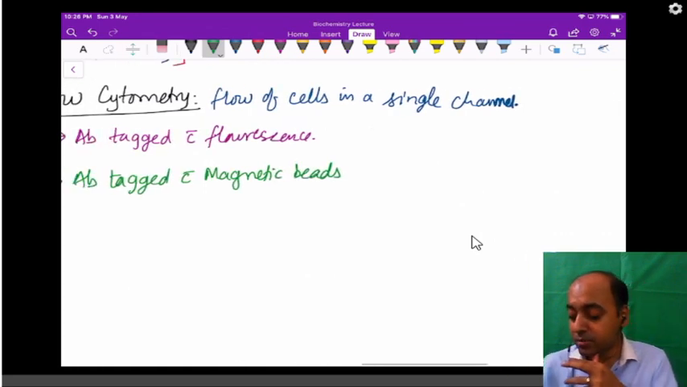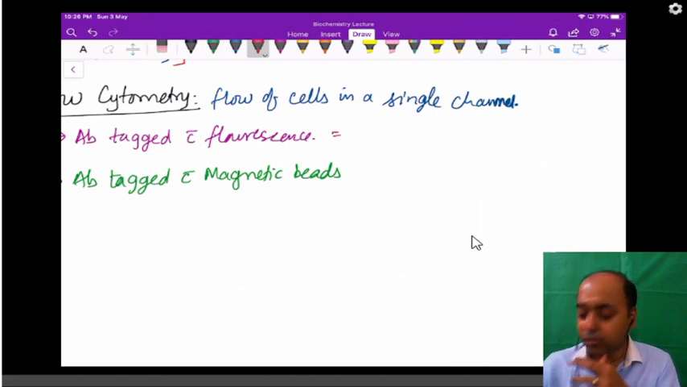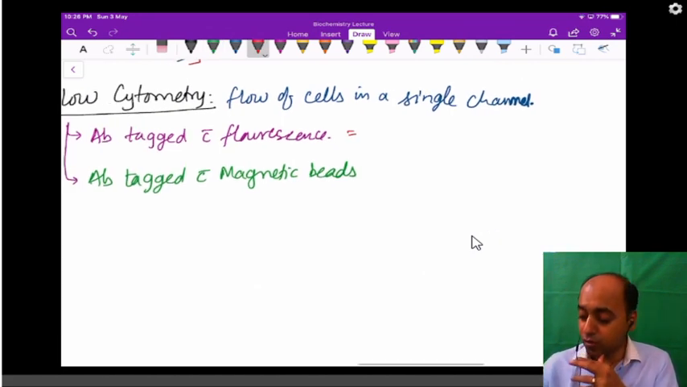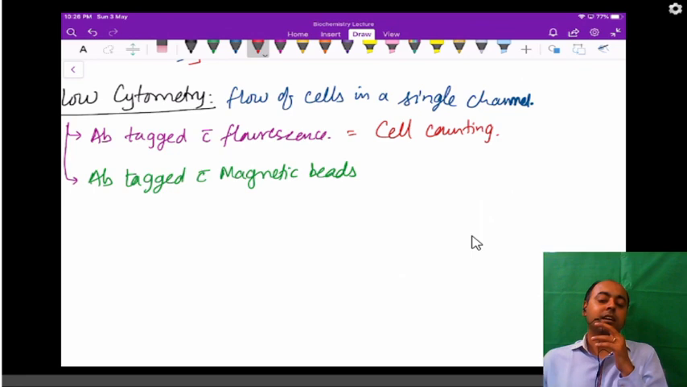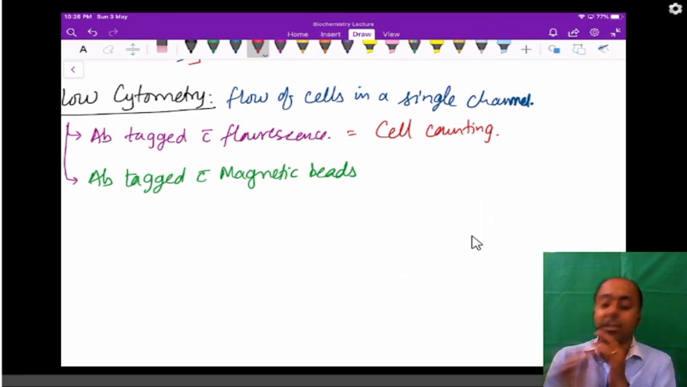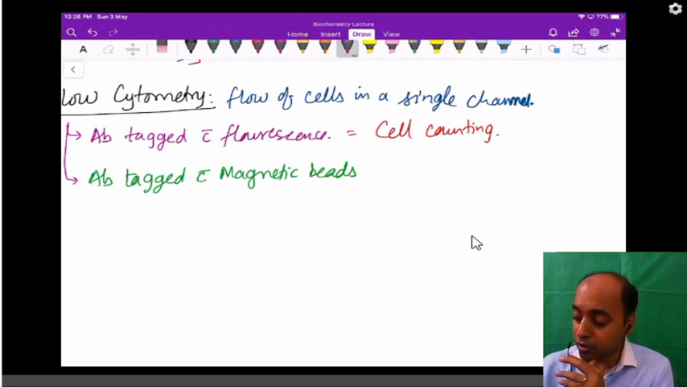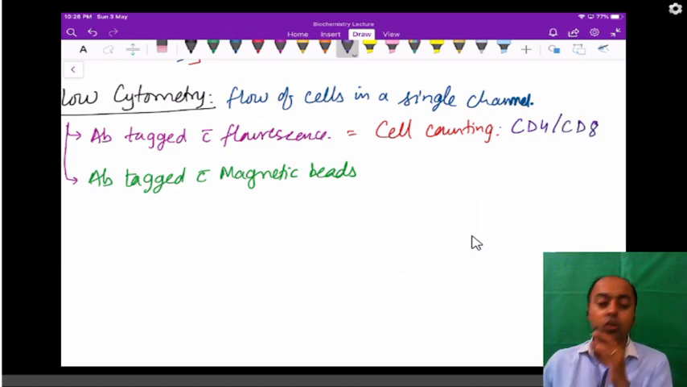Now what is the difference between the two? When the antibody is tagged with fluorescence, we use it for determining the absolute number as well as relative number of a cell type. For example, you can use it for the CD4 CD8 ratio, or the absolute number of CD4 CD8 cell count, or the ratio of CD4 to CD8.